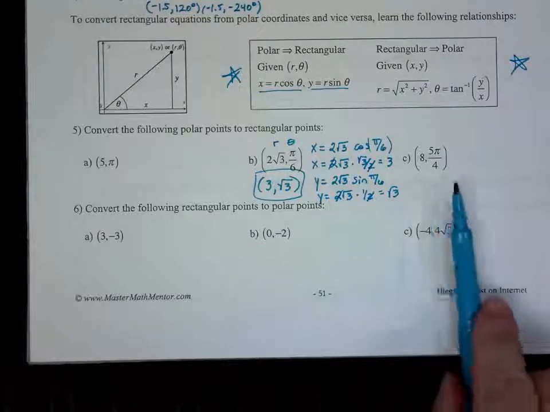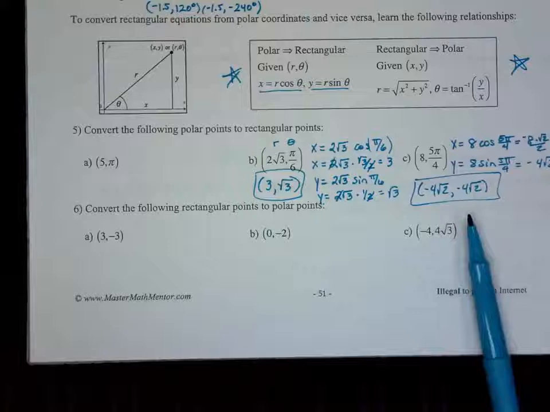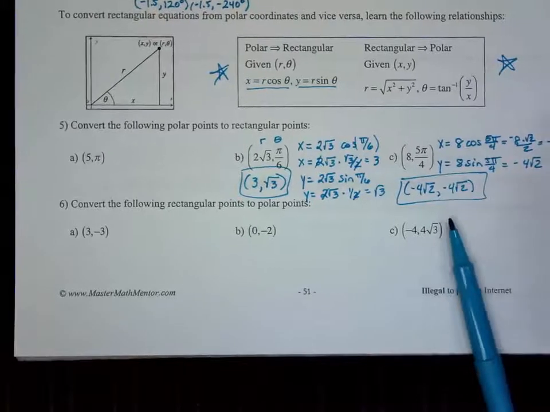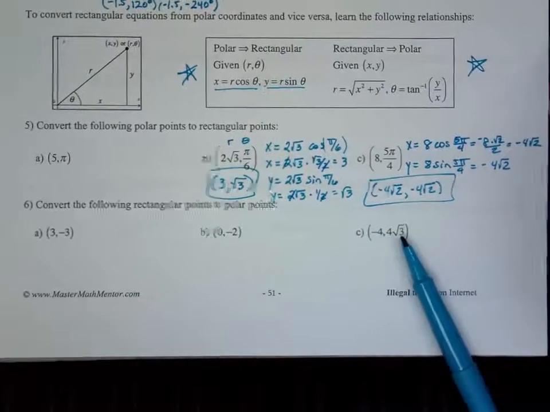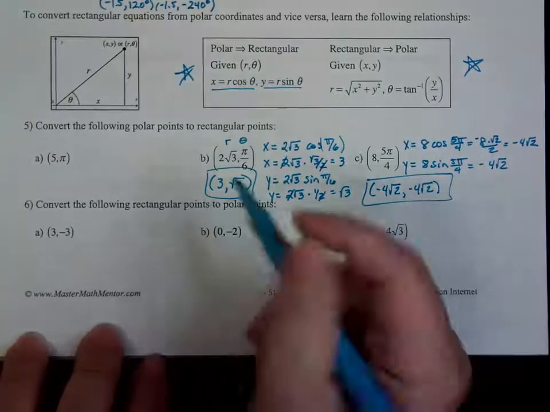Okay, you do letter C right now. Same process. You do letter C. Scooch. There. Answers on the screen when you're done. Any questions? All right. Moving on, let's look at going the other way, going from rectangular to polar.